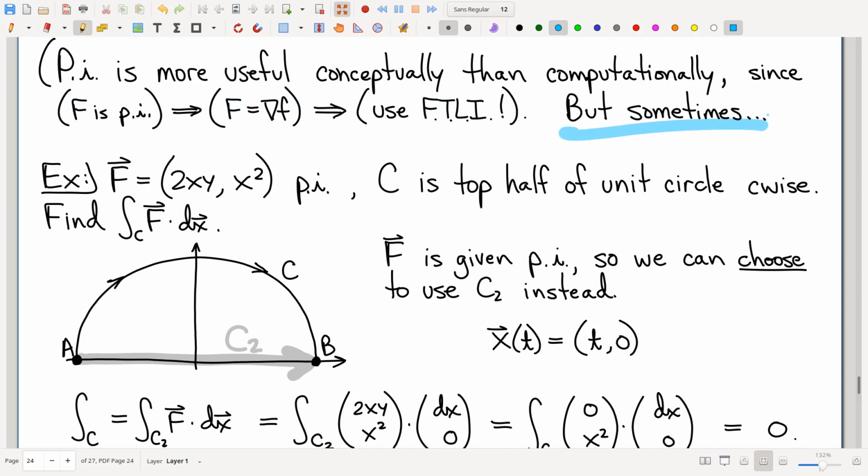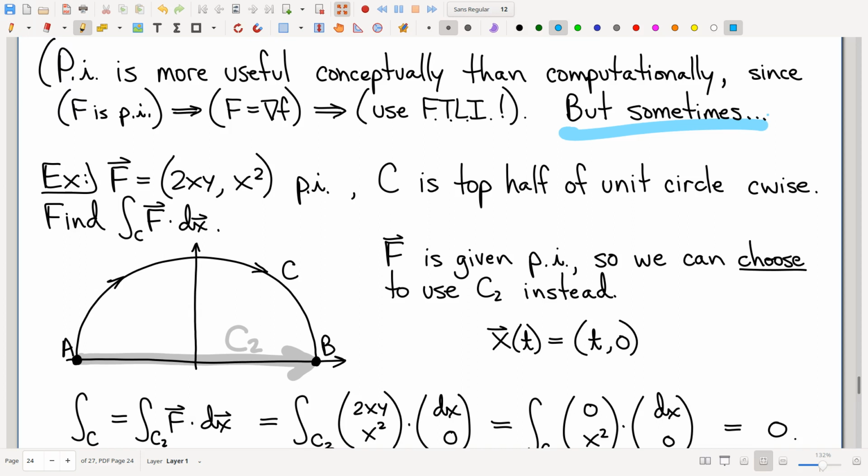Nevertheless, sometimes the fundamental theorem is awkward to work with. For example, you're going to need to find the little f. So you're going to need to anti-gradient the vector field to see what the f is, and sometimes that can be hard. At which point, path independence can be a useful alternative.